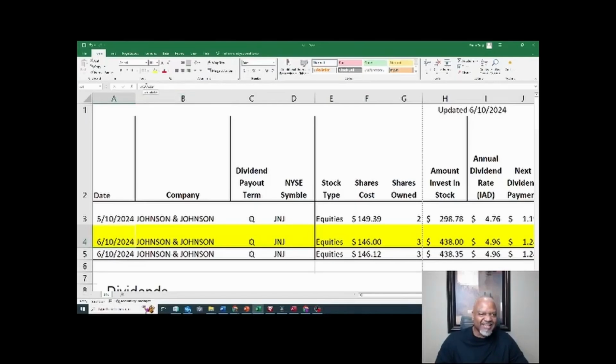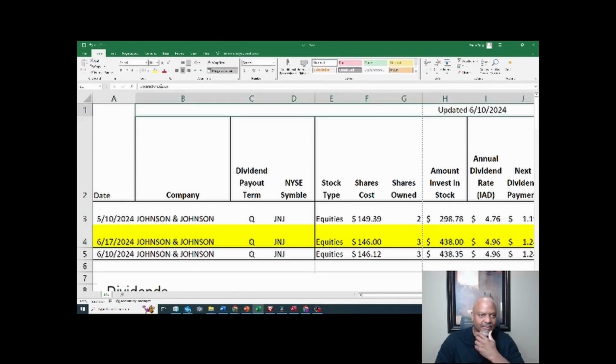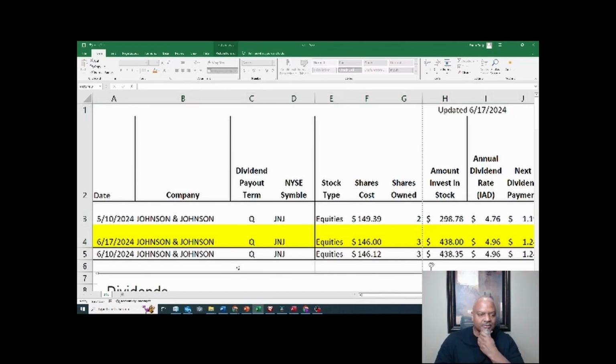Forgot to change the date. Let's change this. There we go. Update. Okay, so last week was Monday the 10th, and today is the 17th.